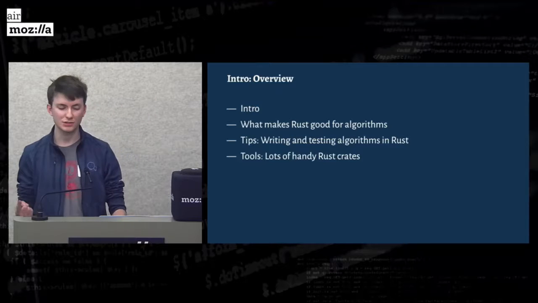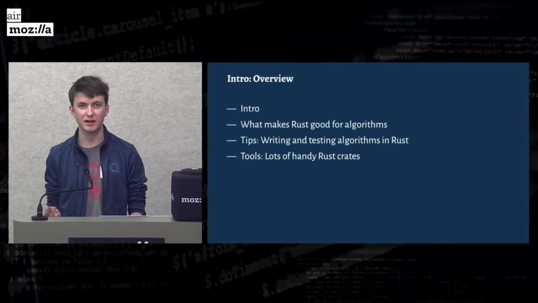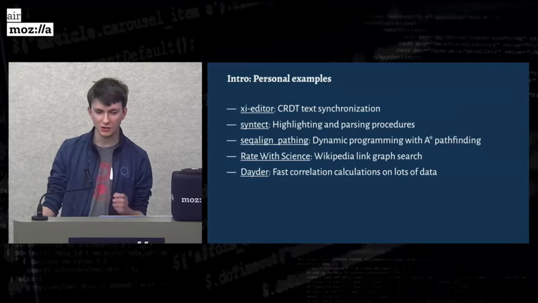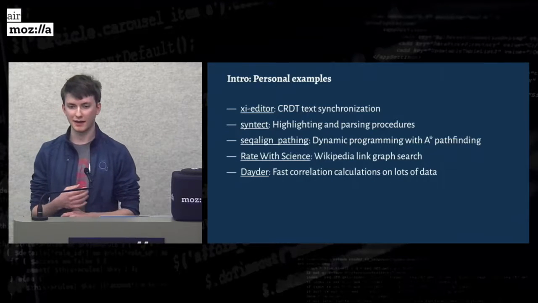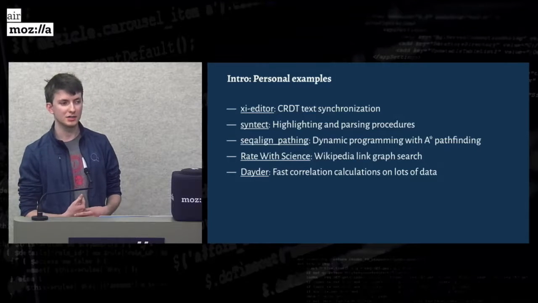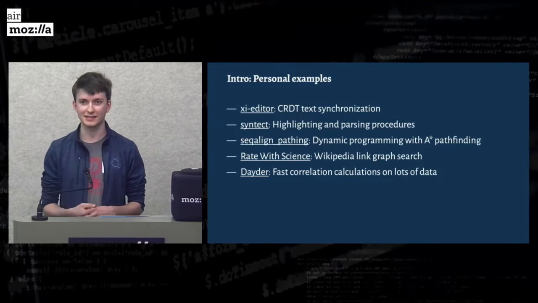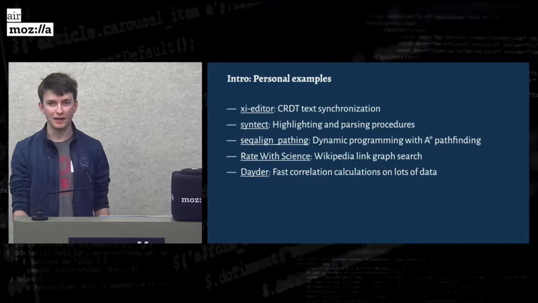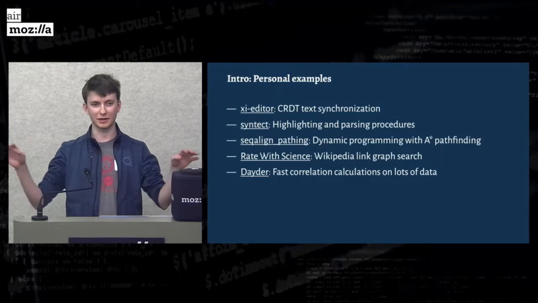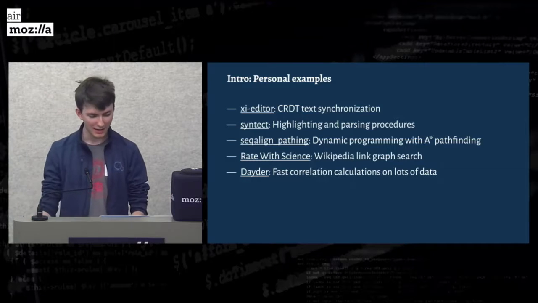So what I'm going to be talking about is what makes Rust good for algorithms, tips for writing and testing algorithms in Rust based on my experience, and also some of my favorite Rust crates that I've found and used. My personal experience with this is that I've done a bunch of Rust projects, and all of them have had some kind of algorithmic component. The main thing is that I worked at Google on a conflict-free replicated data type for text synchronization with Raph Levien. In a text editor, you could type on multiple devices, and it would sync all your edits together, merge all of them and converge on one document that contained all your updates.